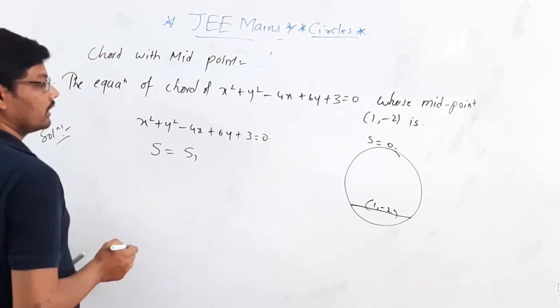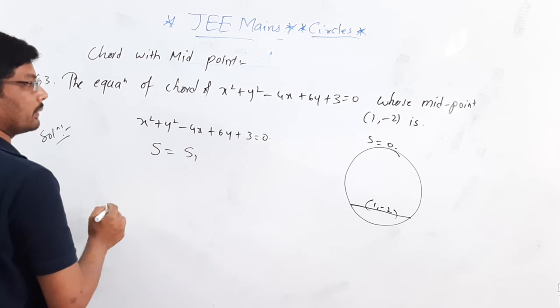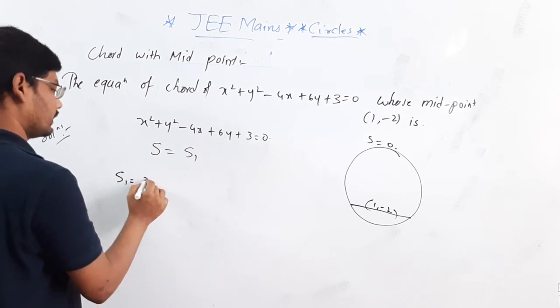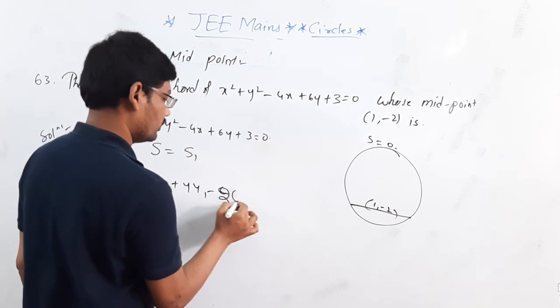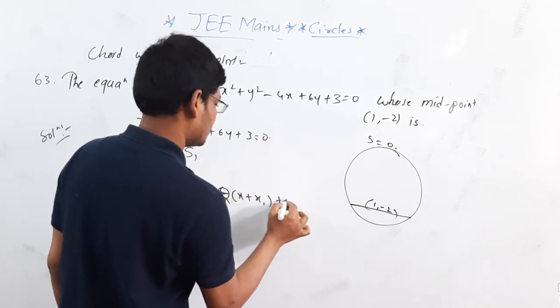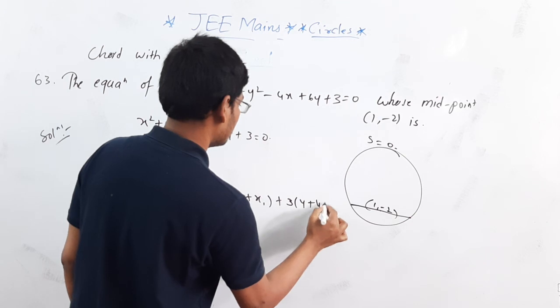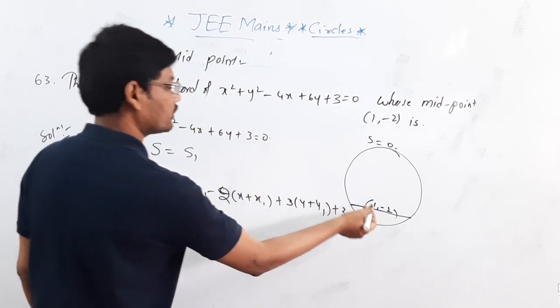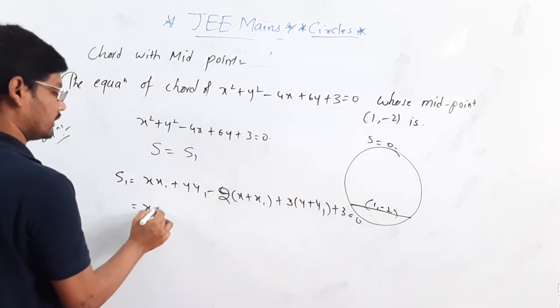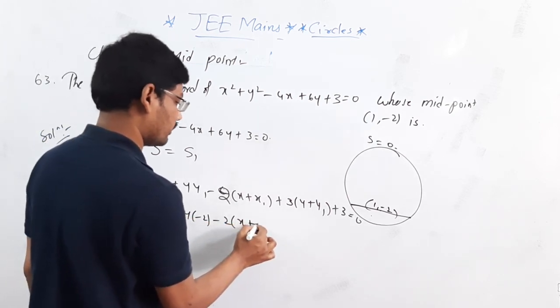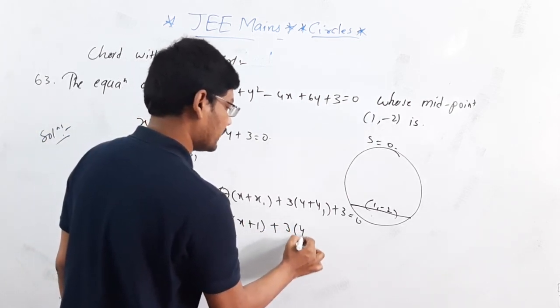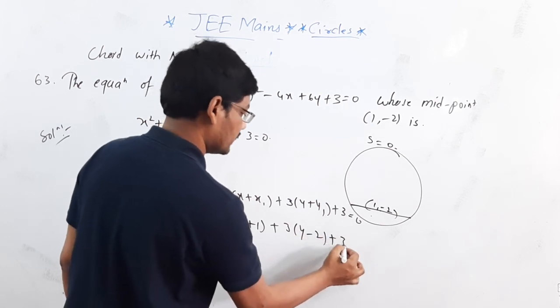S1 is nothing but xx1 plus yy1 minus 2 into x plus x1 plus 3 into y plus y1 plus 3 is equal to 0. Let's substitute this point in this expression: x into 1 plus y into minus 2, minus 2 into x plus 1, plus 3 into y plus minus 2, plus 3 is equal to 0.